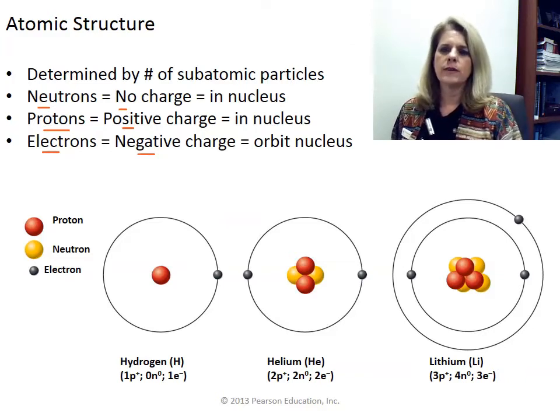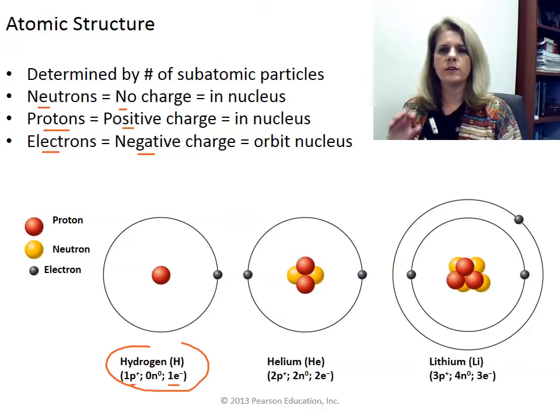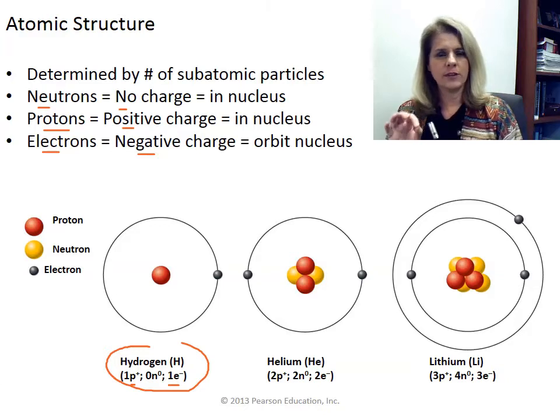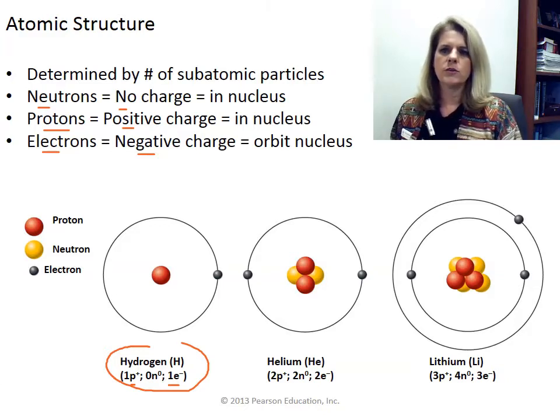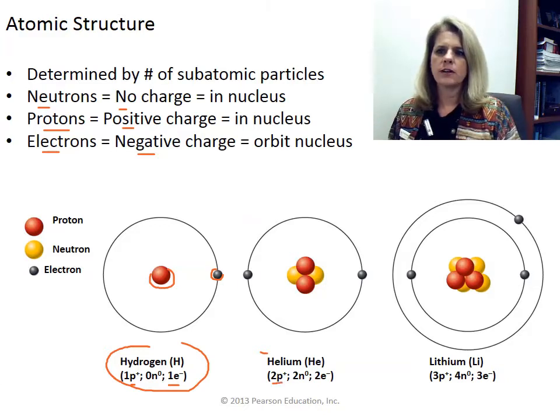And so this would be hydrogen. It has 1 proton and 1 electron, but no neutron. And so if you could take hydrogen and look at it and see the subatomic particles, you would see it has 1 proton and an electron kind of orbiting around it. Helium is the next in size. It's just a little bit bigger than hydrogen. It has 2 protons, 2 neutrons, and 2 electrons. So here's your 2 protons, your 2 neutrons, and your 2 electrons orbiting around the central nucleus.